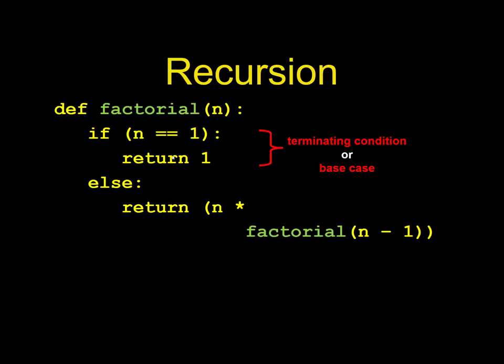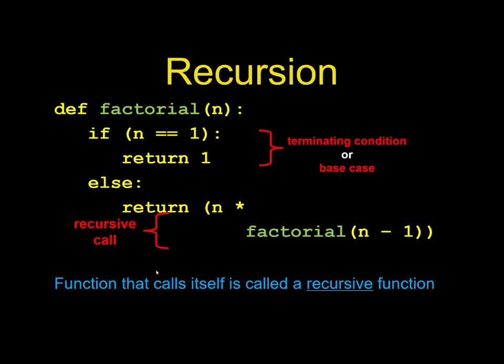This part of the simple calculation is the terminating condition. That is, when the problem gets down to n equal to 1, you will just simply return 1 without any more function call. And this is also called the base case. If not, there will be a recursive call with a number smaller than the original input by 1. So a function that calls itself is called a recursive function.